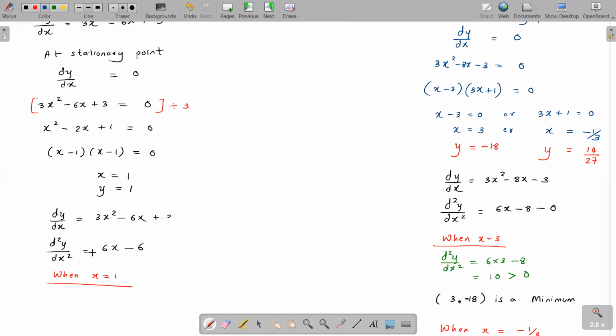Okay, 6x minus 6. So then let's substitute x equals 1. When you substitute x equals 1, we get d square y by dx square, this is x equals 1, 6 times 1 minus 6. Answer is 0. The second derivative answer is 0. Can you see? So now what does it mean?